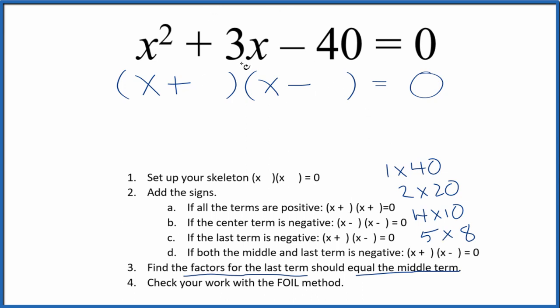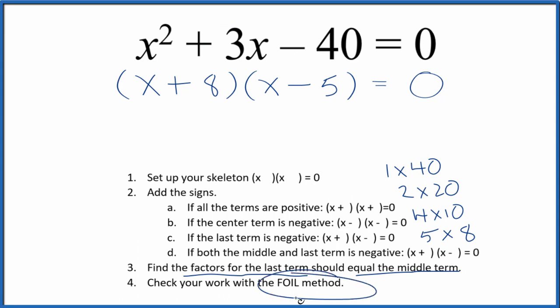Since I want to have a positive 3, I think I'll put the 8 here and the 5 after the negative sign. That way, x times negative 5, that's negative 5x. 8 times x, that's 8x. So 8x minus 5x, that'll give me 3x. So we've factored the equation x squared plus 3x minus 40 correctly.